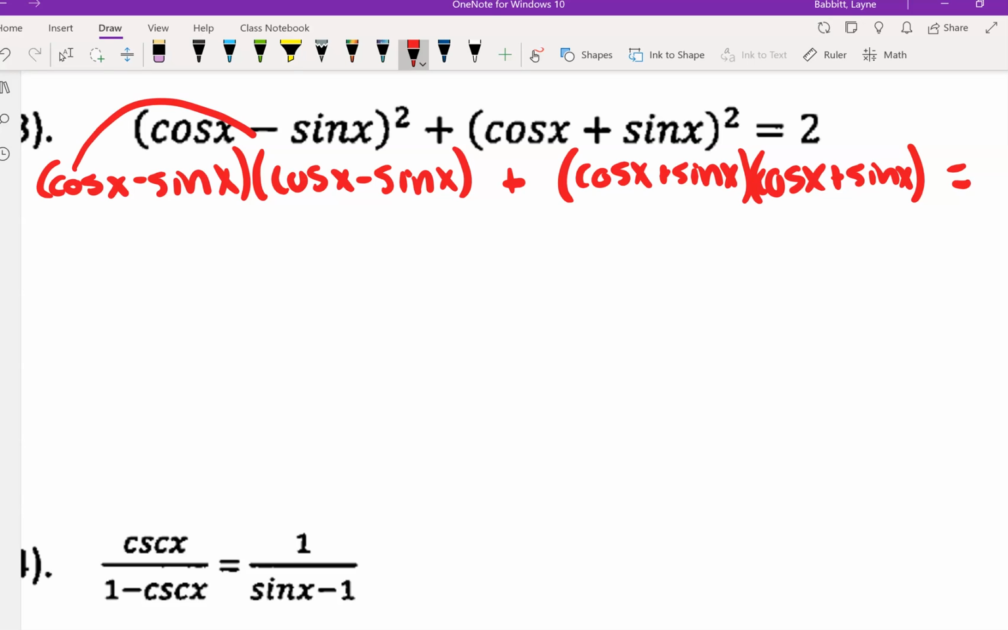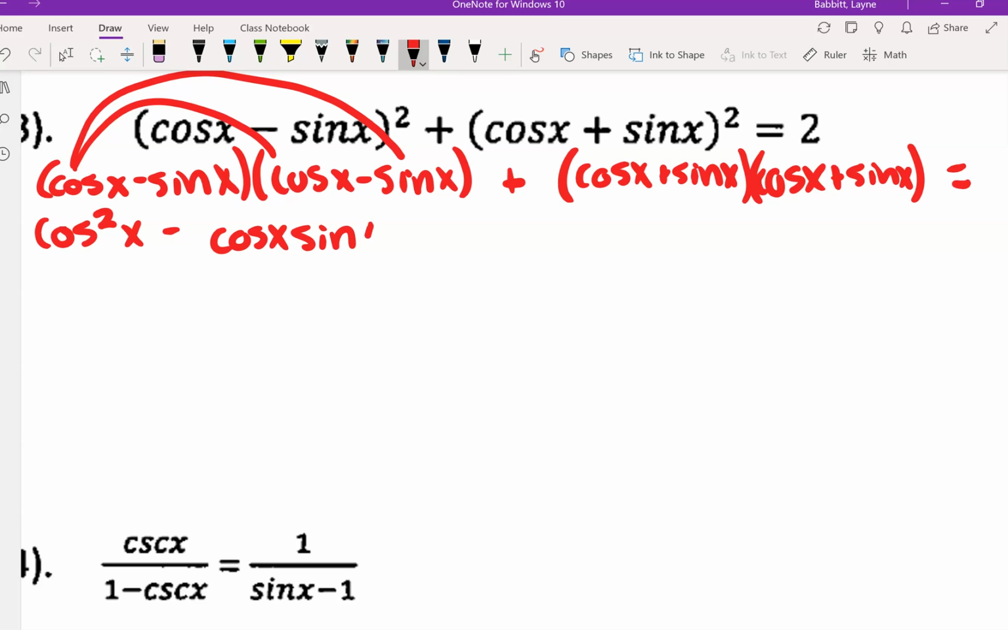Alright, so let's FOIL. Cosine times cosine is cosine squared x. Cosine times negative sine is negative cosine x sine x. And then negative sine times cosine gives another negative cosine sine. So I'm going to combine those two, and that'll give me negative 2 cosine x sine x. And then negative sine times negative sine gives positive sine squared x.